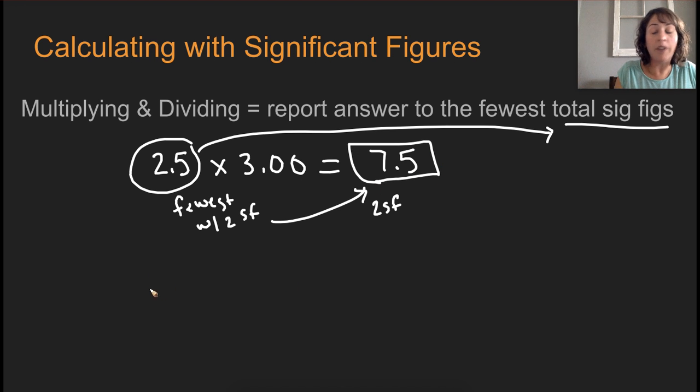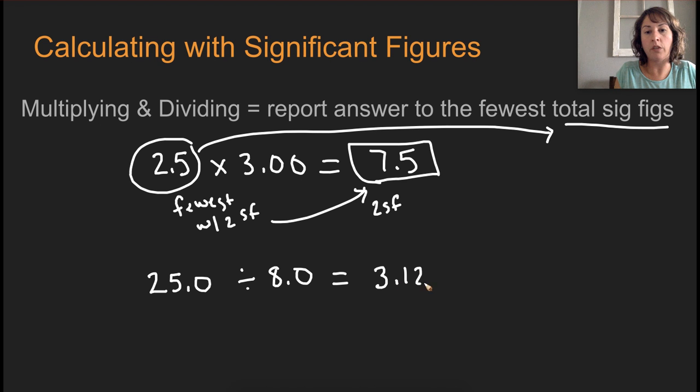Now when we go to divide, let's try a little bit different one. Let's make it just a tiny bit harder. So we're going to do 25.0, okay, and I'm going to now divide by 8.0. Okay, again, we take a look at these. We're going to do our math first, okay, and we end up with getting 3.125.